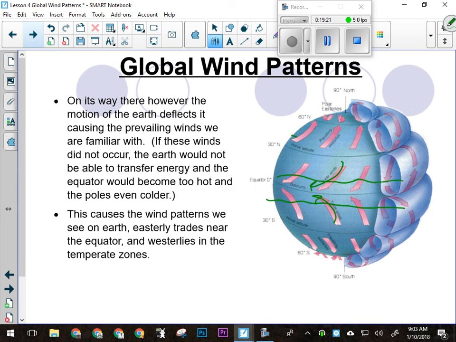And then you get the westerlies kind of through here, and then you get the polar easterlies up here, right? And that's all caused by the rotation of the Earth under convection currents. The South Pole would be called the westerlies. Well, no, they would still be easterlies in the south. They would just be coming from the south instead of from the north.